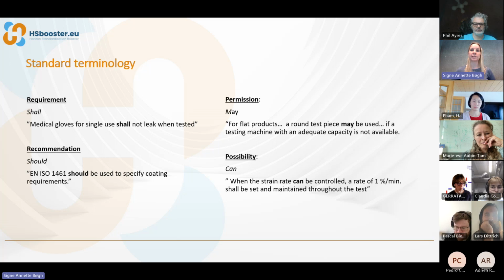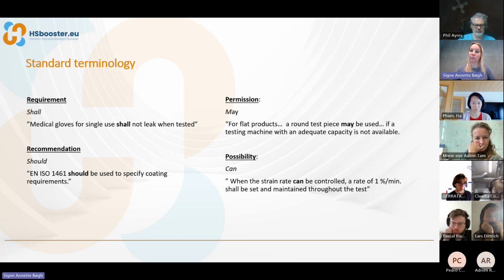Because if you are reading a standard, then you will encounter these 4 words, and you need to know what is the meaning when I read this particular word. So I have just here, to make life a little bit easier for you, hopefully, written what is meant. If you are reading a standard and you encounter the word shall, that means this is a requirement in the standard. I have an example here. Medical gloves for single use shall not leak when tested. So that means they cannot in any way leak, they shall not leak.